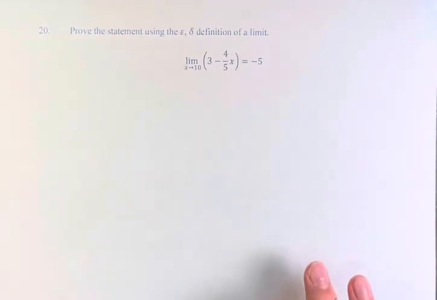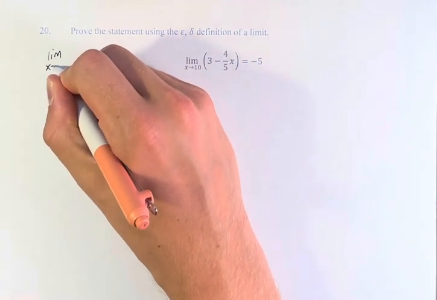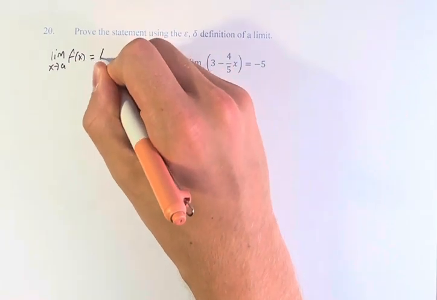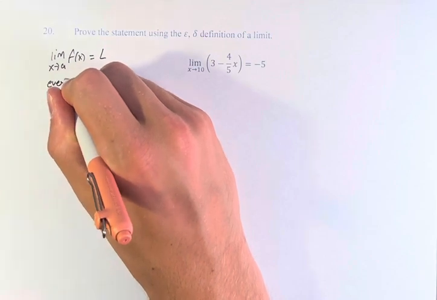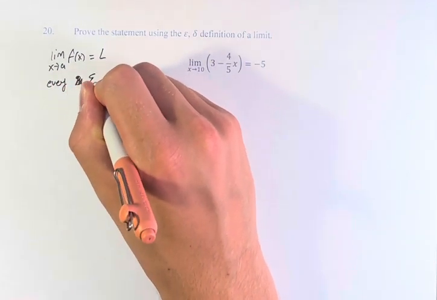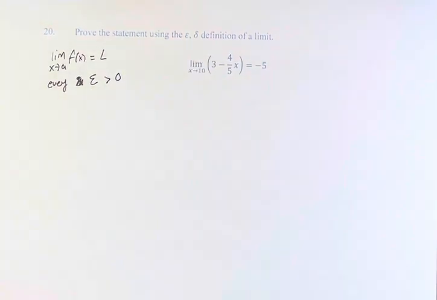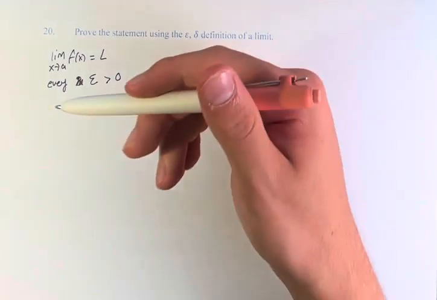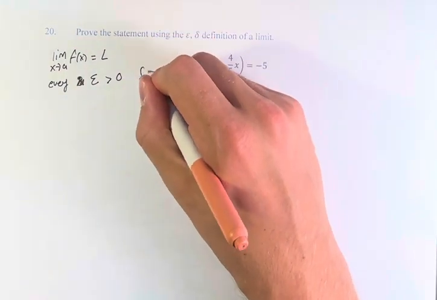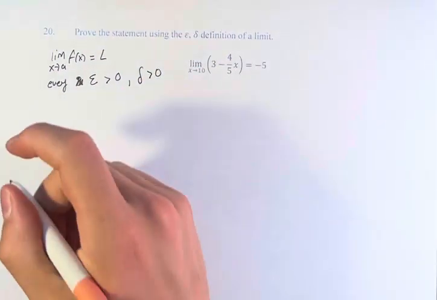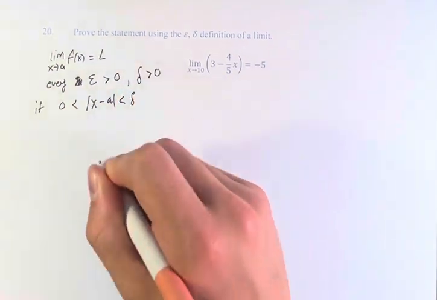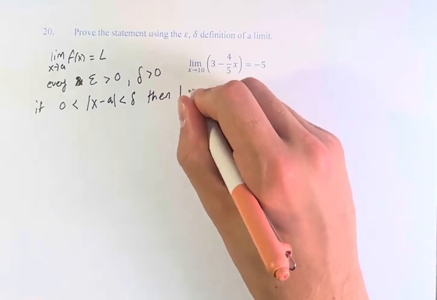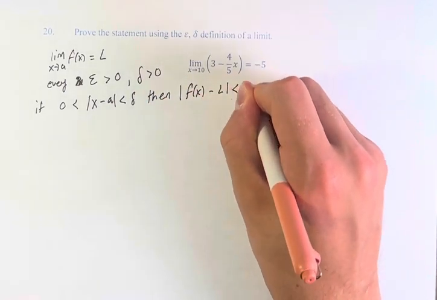So the precise definition of a limit states that the limit as x approaches a of f of x is equal to L if for every number epsilon greater than 0, so any positive number you put in, there is an associated delta greater than 0, such that if 0 is less than the absolute value of x minus a is less than delta, then the absolute value of f of x minus L is less than epsilon.